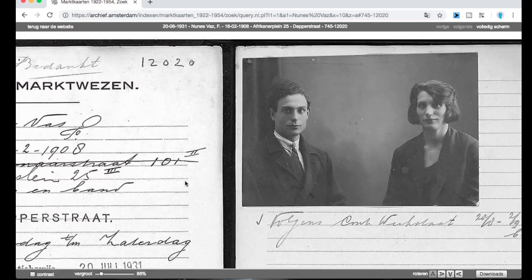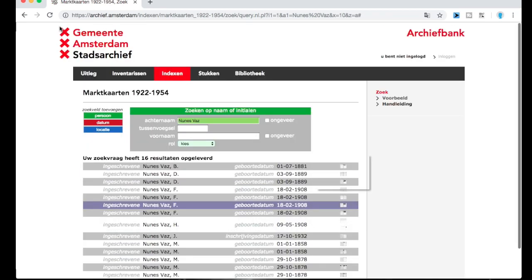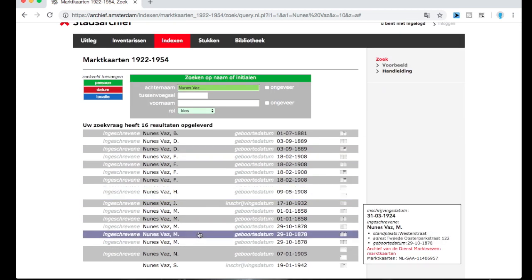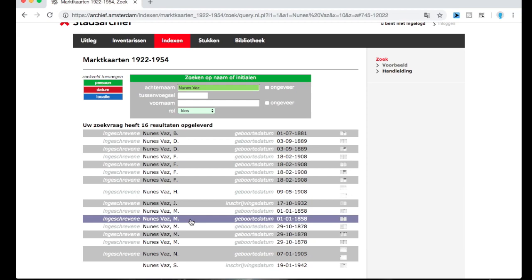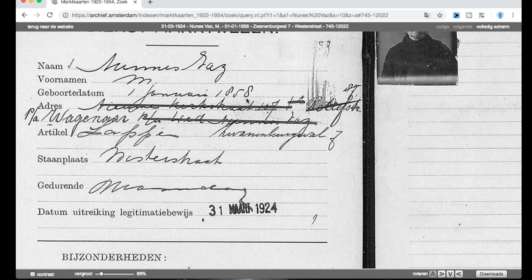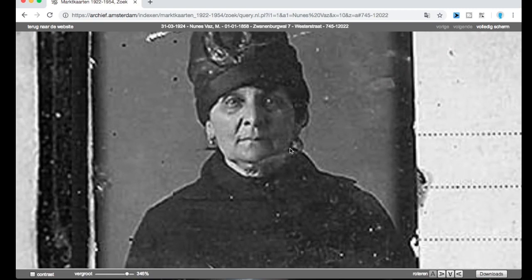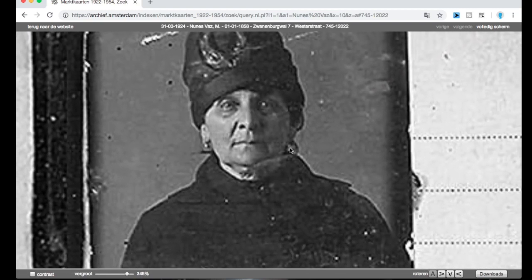Now, I know that both these people were killed in the Holocaust, and these are probably some of the only pictures that exist that we can at least say who they are. It's possible that there are other pictures of them out there and we just don't have them. But these Mark Carton give you a real great glimpse into a lost world. So here we're going to look at M. Nunes Vaz. And here, M. Nunes Vaz, she's born 1858. So this is somebody who lived through a lot. And here we have a great picture of her thanks to these cards.